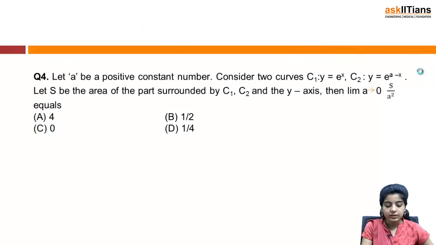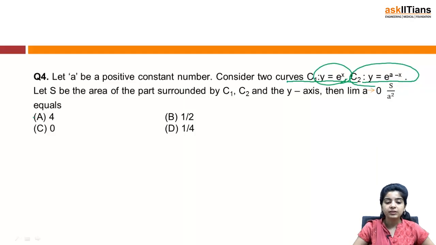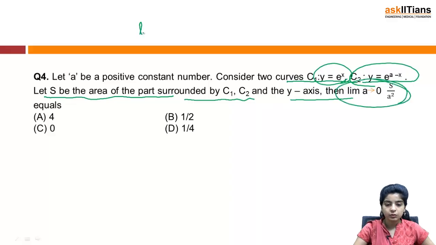Next question is, let A be a positive constant number. Consider two curves C1 y equal to e raised to x and C2 y equal to e raised to a minus x. Let S be the area of the part surrounded by C1, C2 and the y axis, then limit a tends to 0 S by a square equals. So we have to find out limit a tends to 0 S by a square.